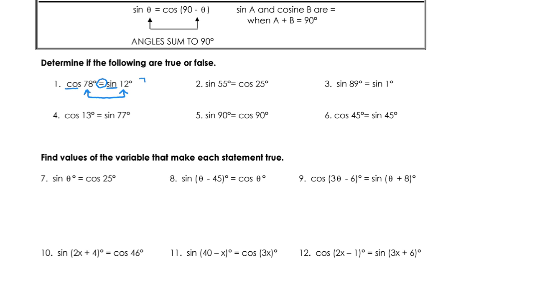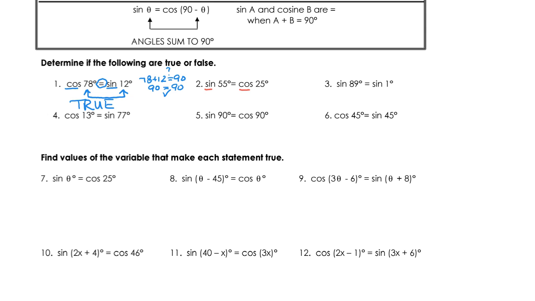And so does 78 plus 12 equal 90? If you add them together, you do get 90, equal to 90, and so they do, and therefore this is going to be true. The other thing you can do is type in cosine of 78 into your calculator, hit enter, type in sine of 12, hit enter, and you should have the exact same decimal, and therefore they are equal to each other.